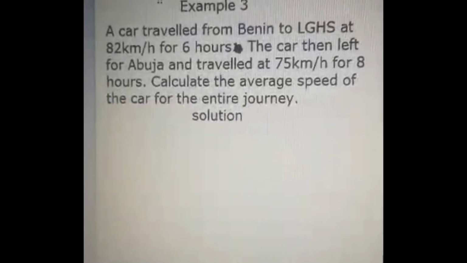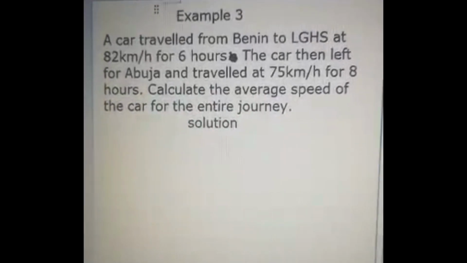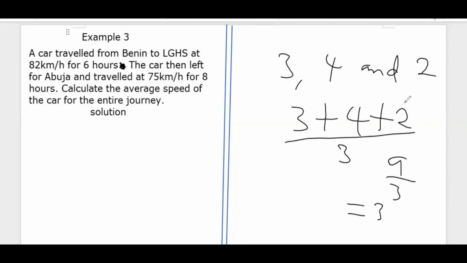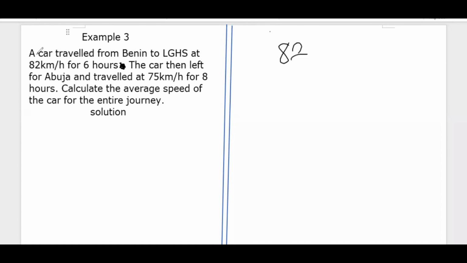But the kind of average that we are finding here for average speed is like a weighted average. In the case of speed, you must not say, because they ask you to find the average speed, that the speed of the car from Benin to LGHS is 82 km per hour, and the speed for LGHS to Abuja is 75, and now say 82 plus 75 divided by 2. This is wrong. This is wrong.